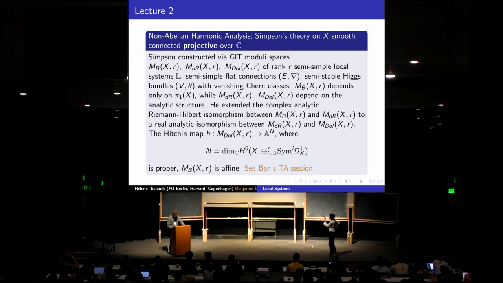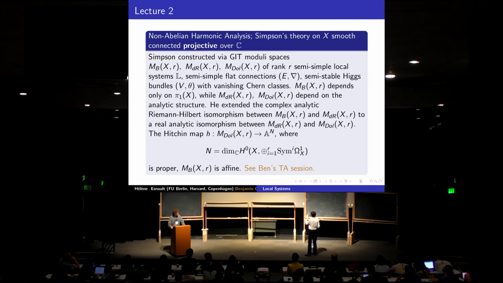The first one is called M Betti, associated to the R, the one which was before. The complex points of this space form an algebraic variety of finite type, and its complex points are in one-to-one correspondence with the isomorphism classes of semi-simple local systems of rank R. Then there is M de Rham. Again, it's an algebraic variety of finite type, and its complex points are in one-to-one correspondence with the isomorphism classes of flat connections which are semi-simple and of rank R.